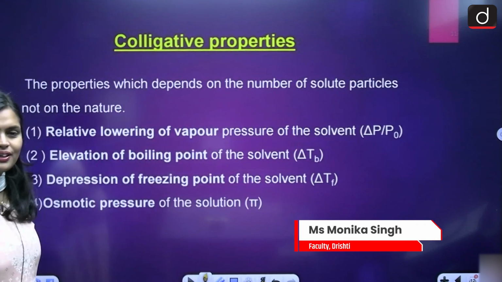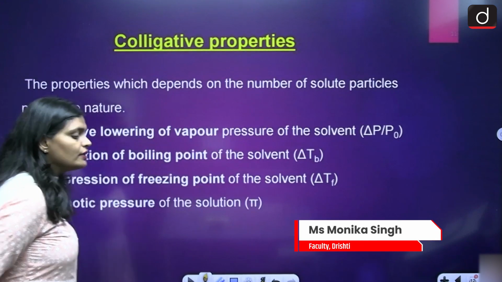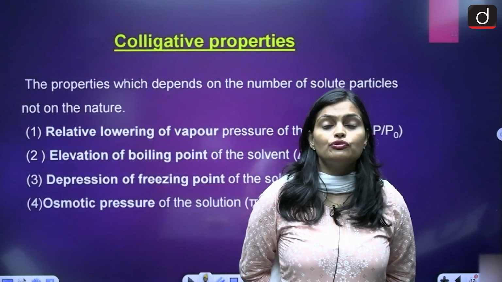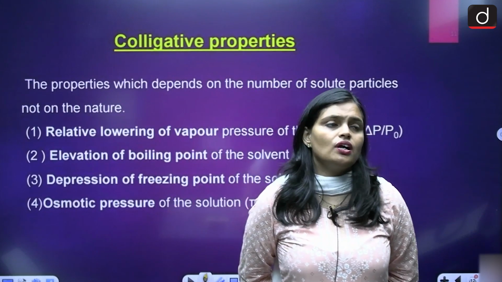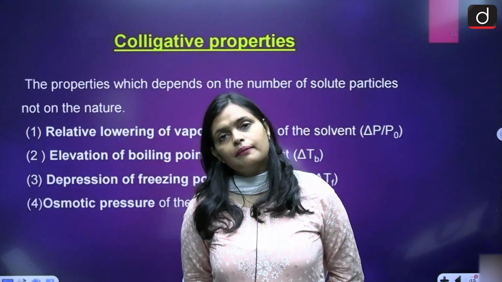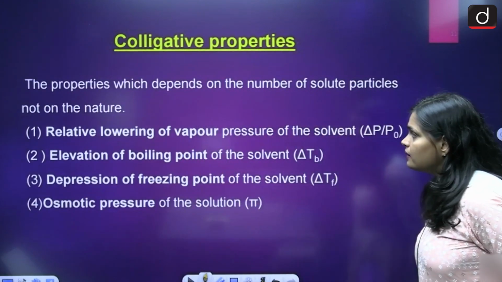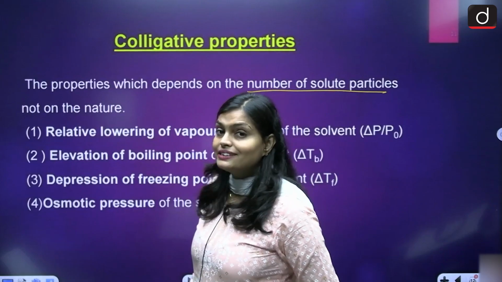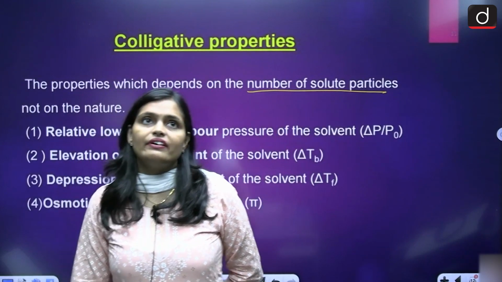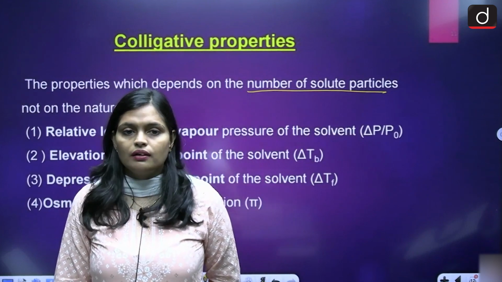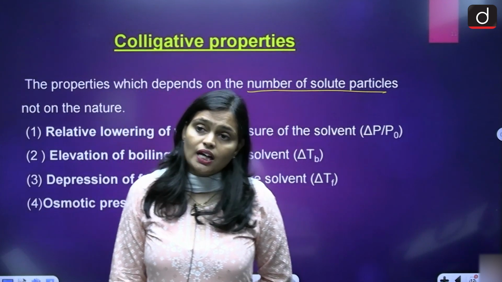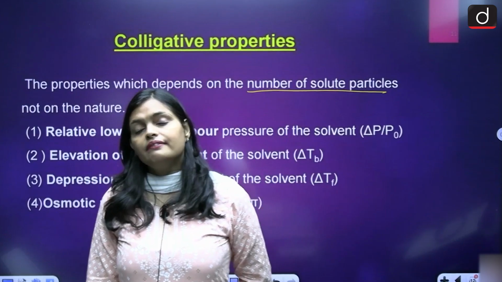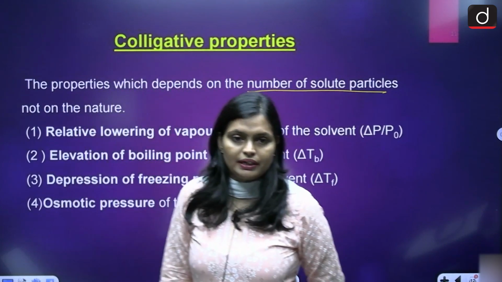So let's go with colligative properties. Basically, colligative properties are those properties which depend on the number of solute particles. They do not depend on the solvent, only on solute particles. The property depends on the number of solute particles, not on their nature. It does not matter whether the solute is polar or non-polar. Only how many solute particles are present in the solution matters.